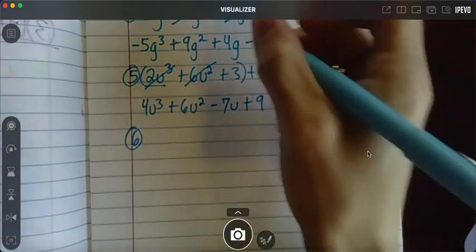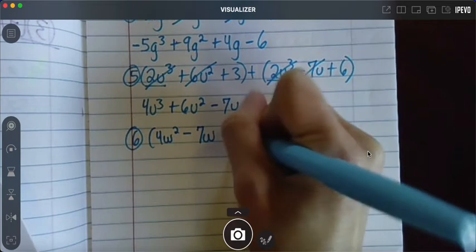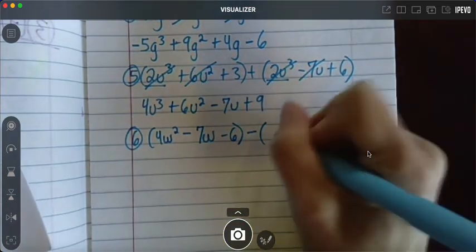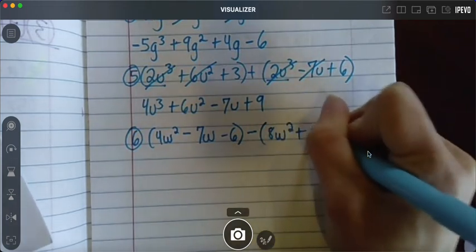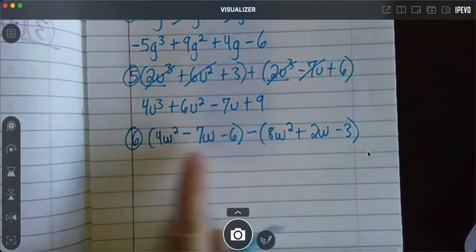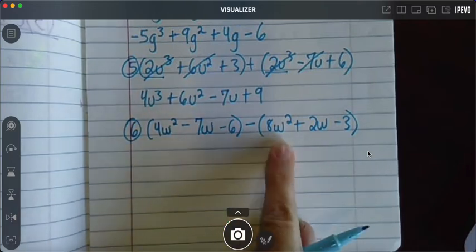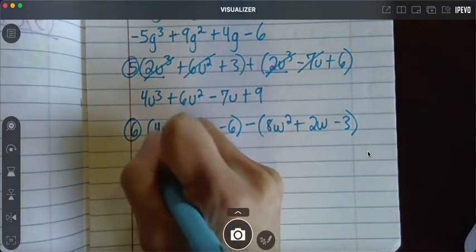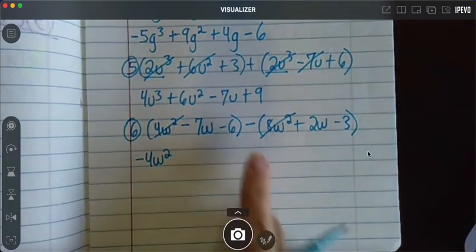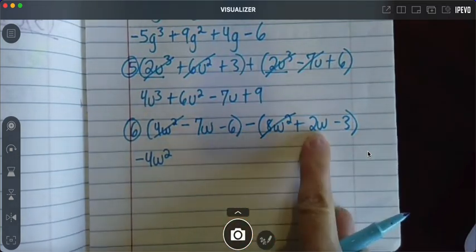Okay, number 6. 4w squared minus 7w minus 6. Now be careful here because we're subtracting all these things behind it. An 8w squared, a 2w minus 3. So I'm going to start with my highest exponent, which is the square, the 2. What's 4w squared minus 8w squared? That's right, negative 4w squared. Crossing those out. The next thing is going to be my w's. What's negative 7w minus a 2w?